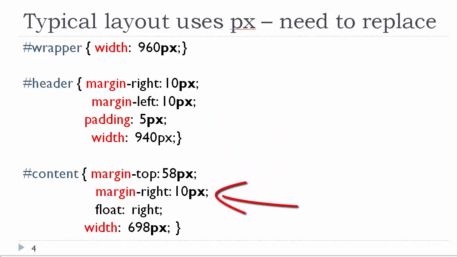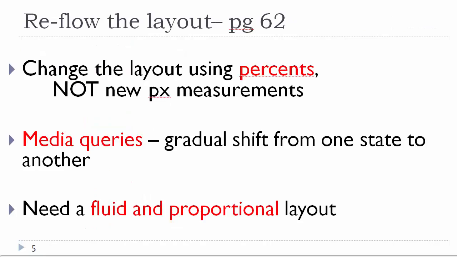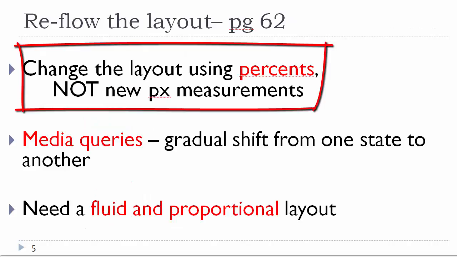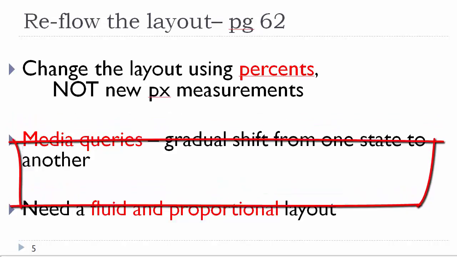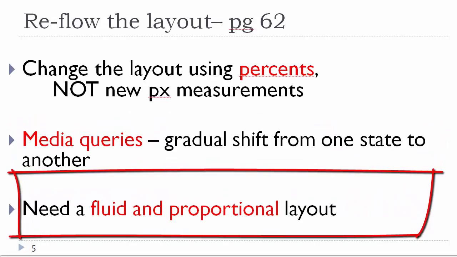We might have a content area. Here again, a width set in pixel values, margin set in pixel values, also some other CSS properties such as floating. We do not want to use our media query to change the pixel measurements for different devices. What we want to do is to change the layout using percents. By using percents in our media queries, we will gradually shift from one state to another rather than have an abrupt change. In order to do this, we need a fluid and proportional layout.